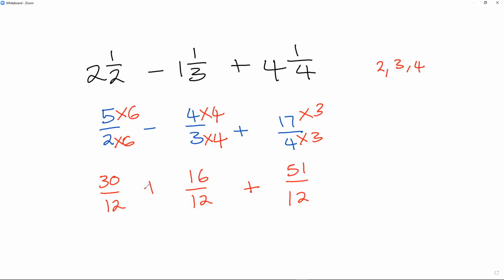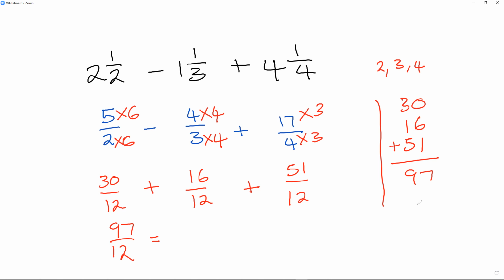And now that I have a common denominator of 12, I can add the top numbers. So let's add the top numbers quickly over here. 30, 16, 51. When I add it up, that becomes 7, that's 4 plus 5, which is 9. It'll come to 97 over 12. And I've got to write it as a mixed number. So I need to know my 12 times tables. And I know 12 times 8 equals 96. So it's going to go 8 times, remainder 1 over 12. Okay? 8, remainder 1 over 12. Final answer there.